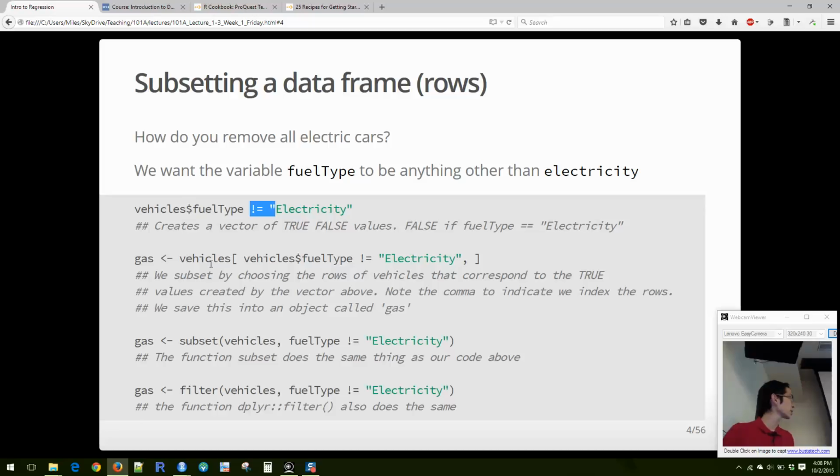So then we can subset the vehicles data set by putting this true-false vector to specify which rows I want. It's important that we keep this comma here, because that's going to specify I want these rows. There's also a couple other functions that will do this. Subset vehicles where fuel type doesn't equal electricity. And if you have dplyr, the filter function does the same thing.